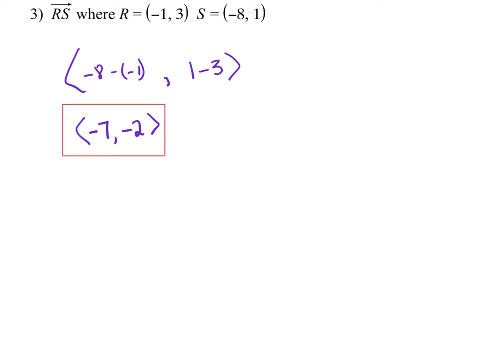All right, then it wants magnitude. You're going to take those and do your square root of the sum. So you're going to say -7 squared plus -2 squared. You get the square root of 53. They just round to 2 decimal places for me. So that is going to be approximately 7.28.